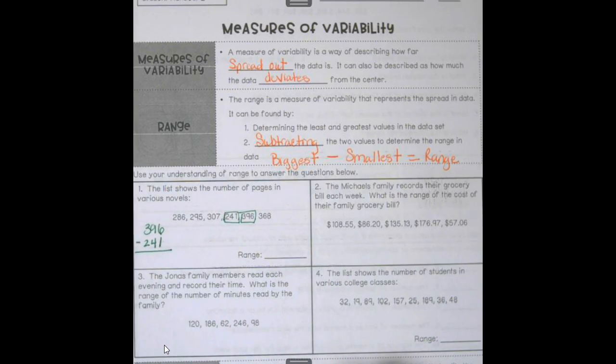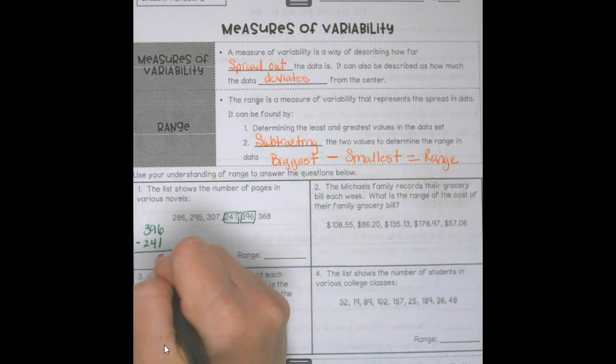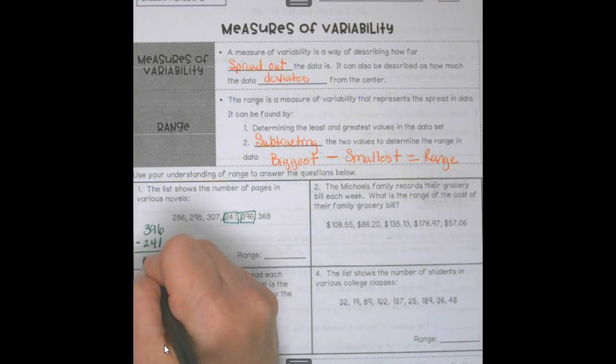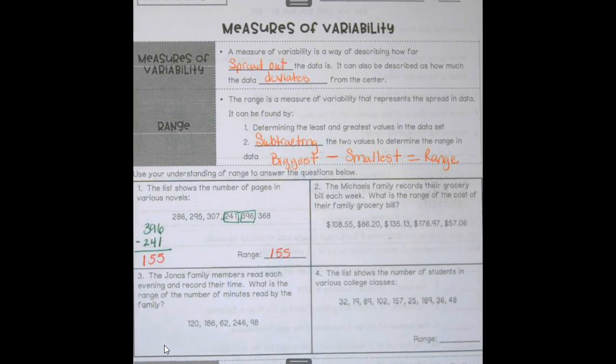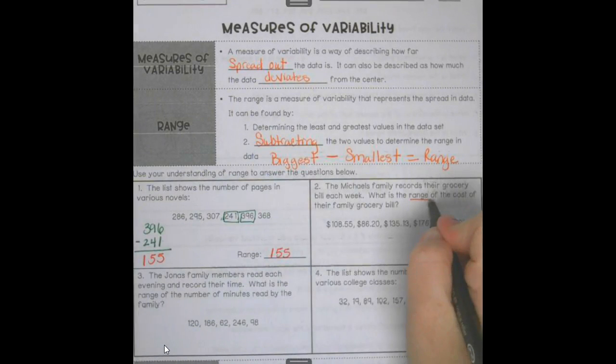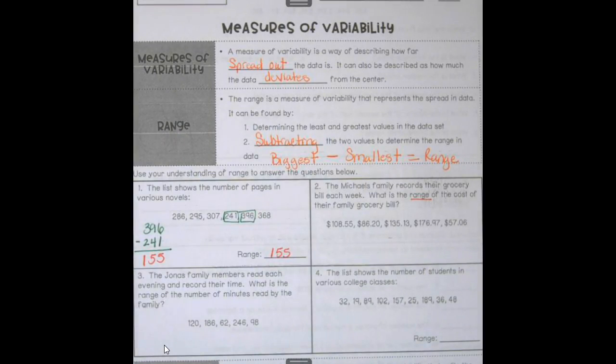Now I just subtract those. 6 minus 1 is 5. 9 minus 4 is 5, 3 minus 2 is 1. So my range is 155. Range is that easy. So number 2, the Michaels family records their grocery bill each week. What is the range of cost of their family grocery bill?